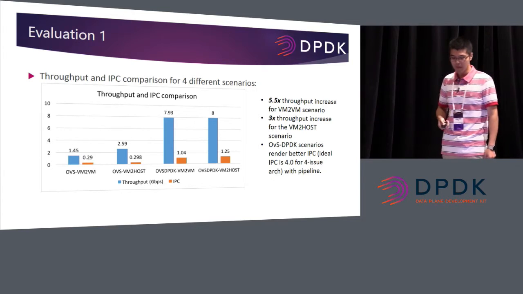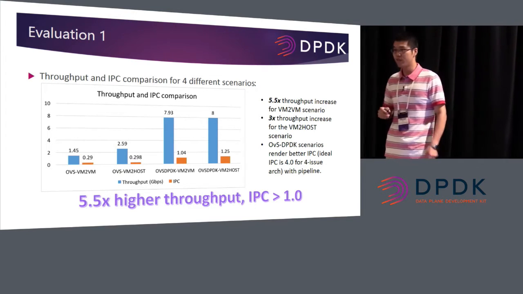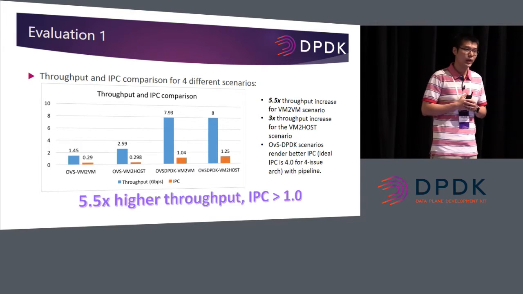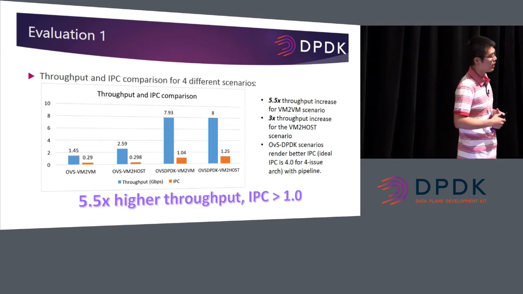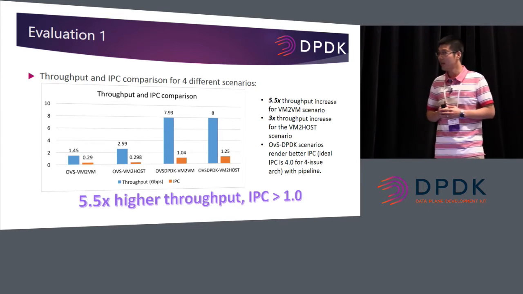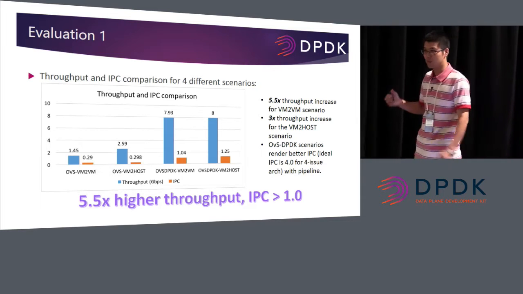So I believe the key takeaway from this figure is that if using OVS DPDK, we can observe up to 4.5 times throughput speedup. And also the IPC is about 4 times more as well.